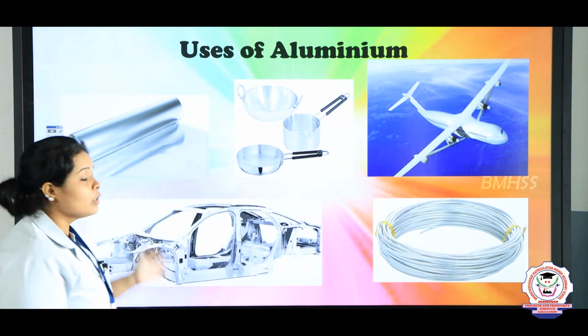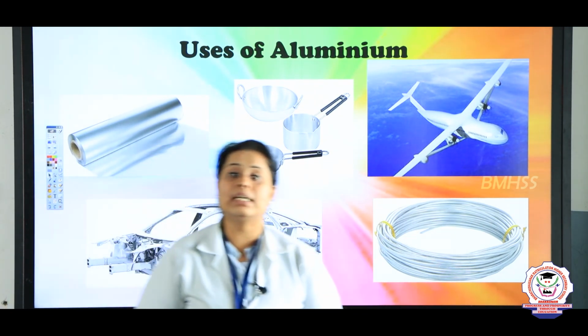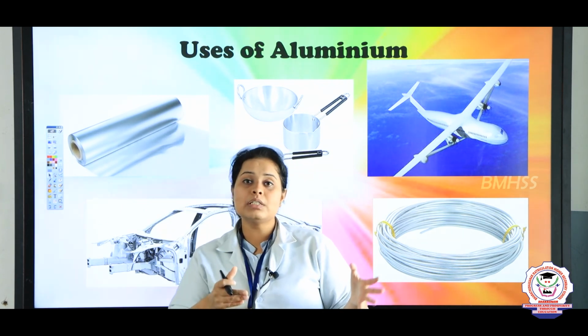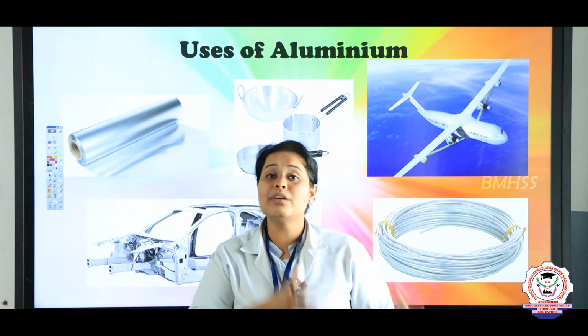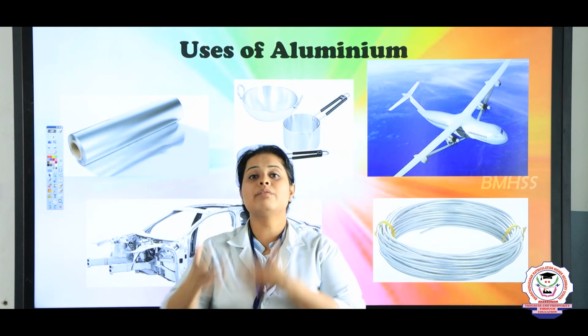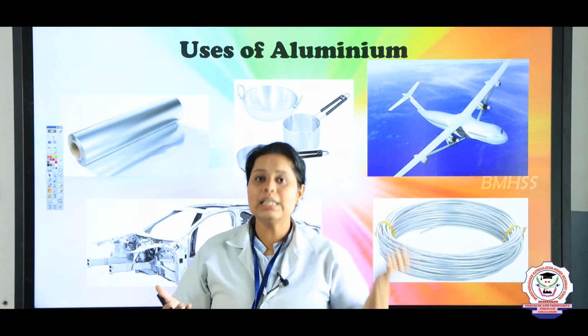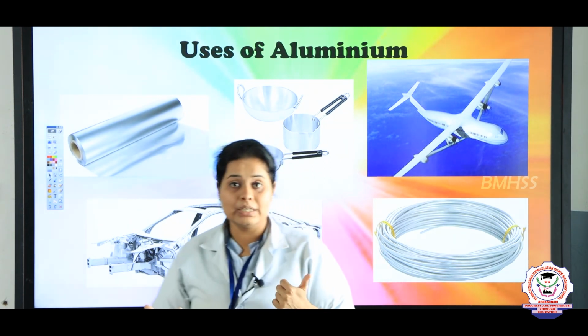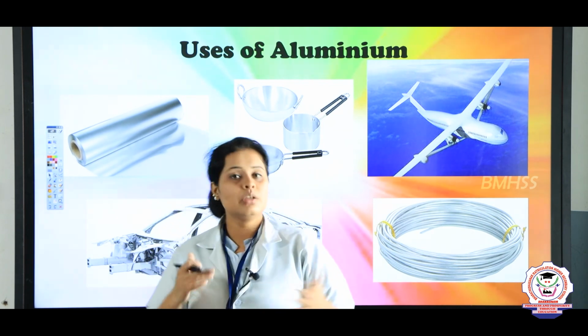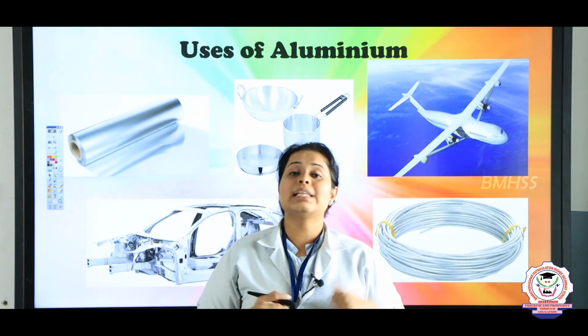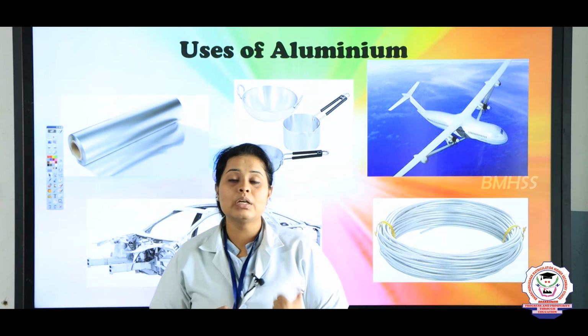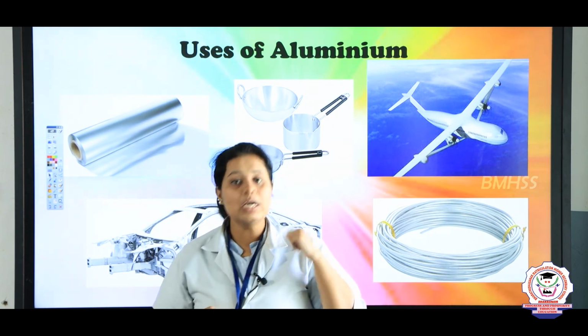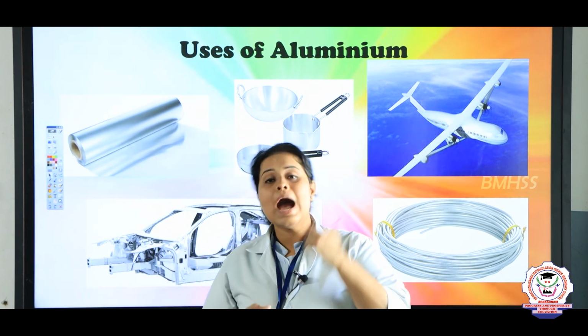Okay children. So children, in this lesson we have seen how the mineral alumina ore is converted into aluminium, and the physical and chemical properties of aluminium. Later on we have seen the uses of aluminium. So students, in the next class we are going to see how the extraction of copper and the extraction of iron are done.